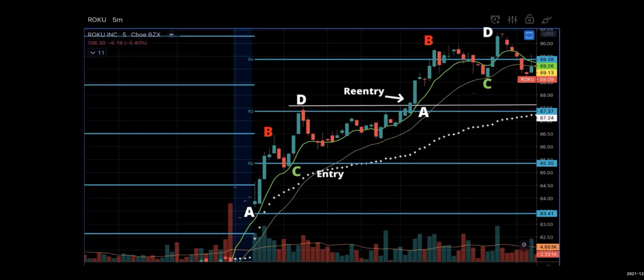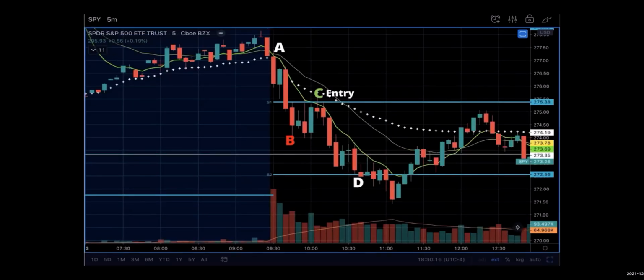So after D, top, the ABCD starts over. But instead of the 8, it usually becomes the 21 after the initial move. So in the afternoon, the 21 is where it tends to bounce, the yellow one, right? So earlier it's the 8 you need to watch for. Sometimes the 21 on rare occasions. But in the afternoon, I noticed that the 21 is the man. So that's the ABCD pattern, and it works the same way with bear ABCD.